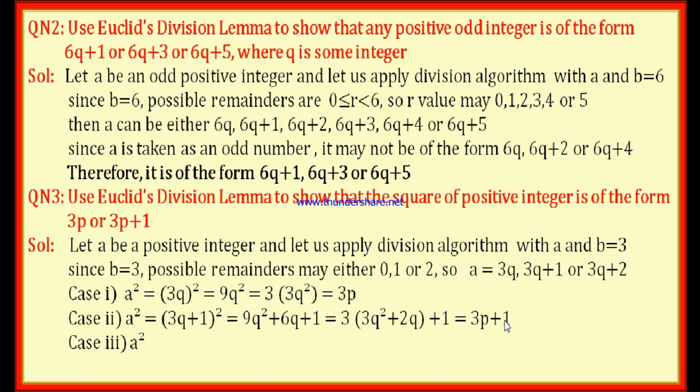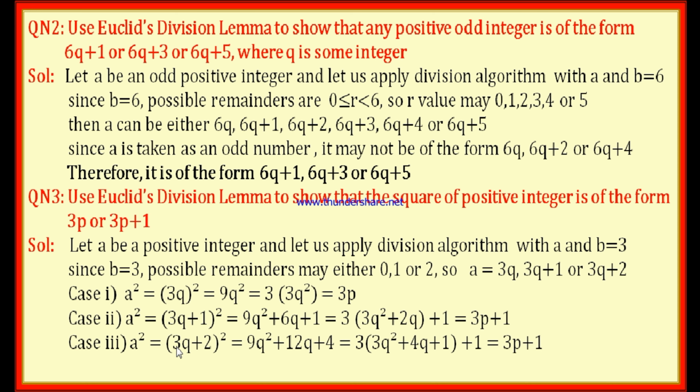Now the third case, if a is equal to 3q plus 2, then a square means 3q plus 2 whole square, which is in the form of a plus b whole square. a square means 9q square plus 2ab, 2 into 3q into 2, 3 2 6, 6 2 is 12q. Plus b square, 2 square is 4.